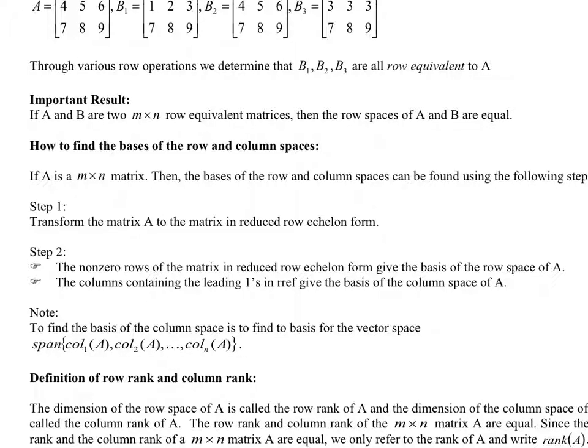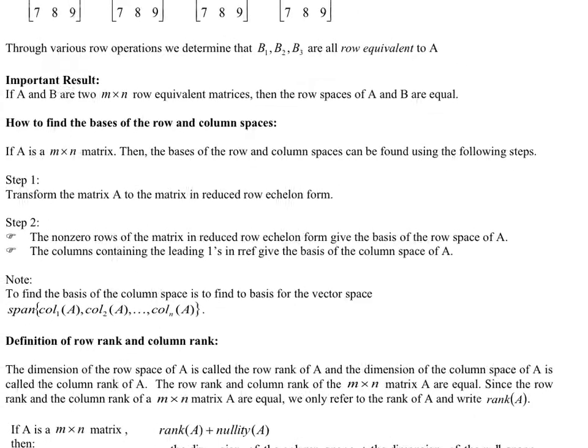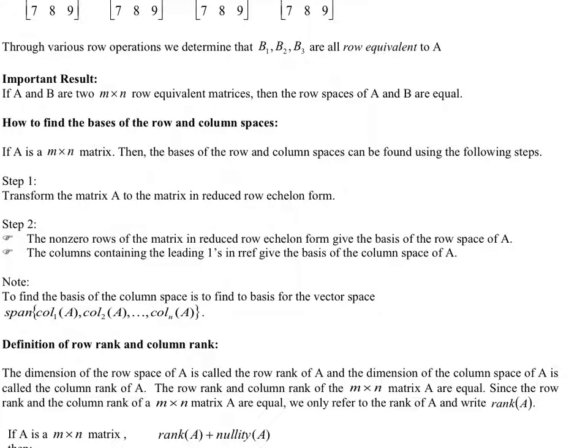The non-zero rows of matrix A in reduced form give, well, okay, I forgot to put matrix A, but I guess it doesn't matter. The non-zero rows of the matrix in row reduced form give the basis of the row space of A, the non-zero rows, all right? The columns containing the pivots, those give the basis of the column space of A, all right?